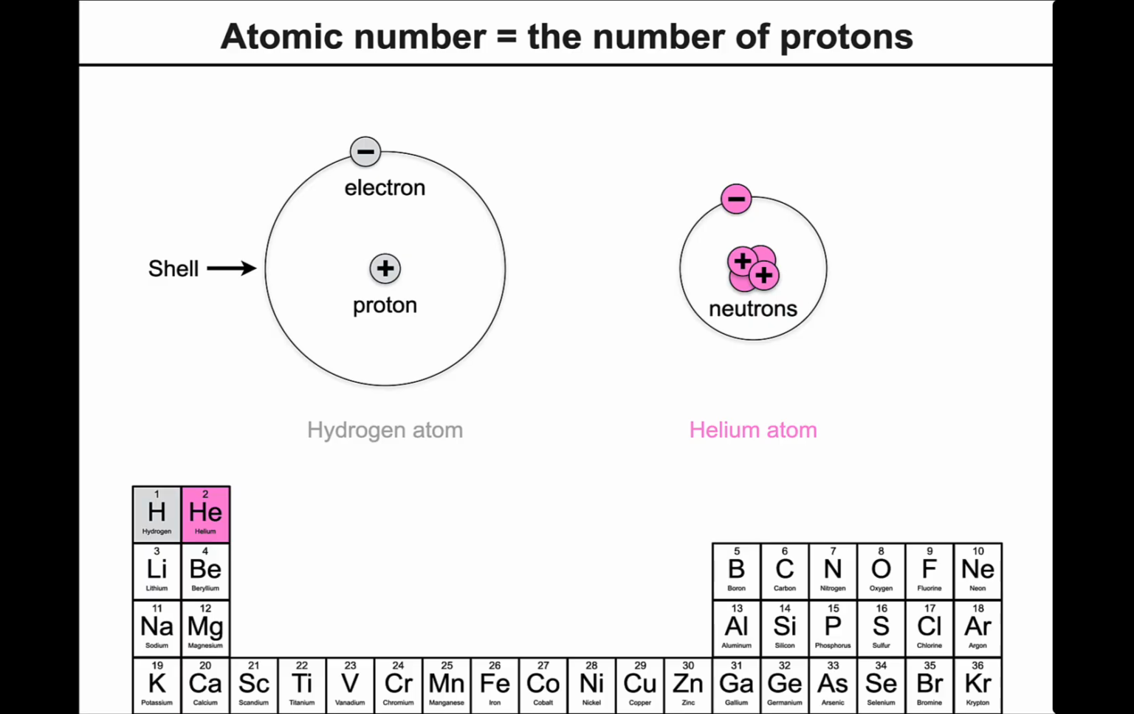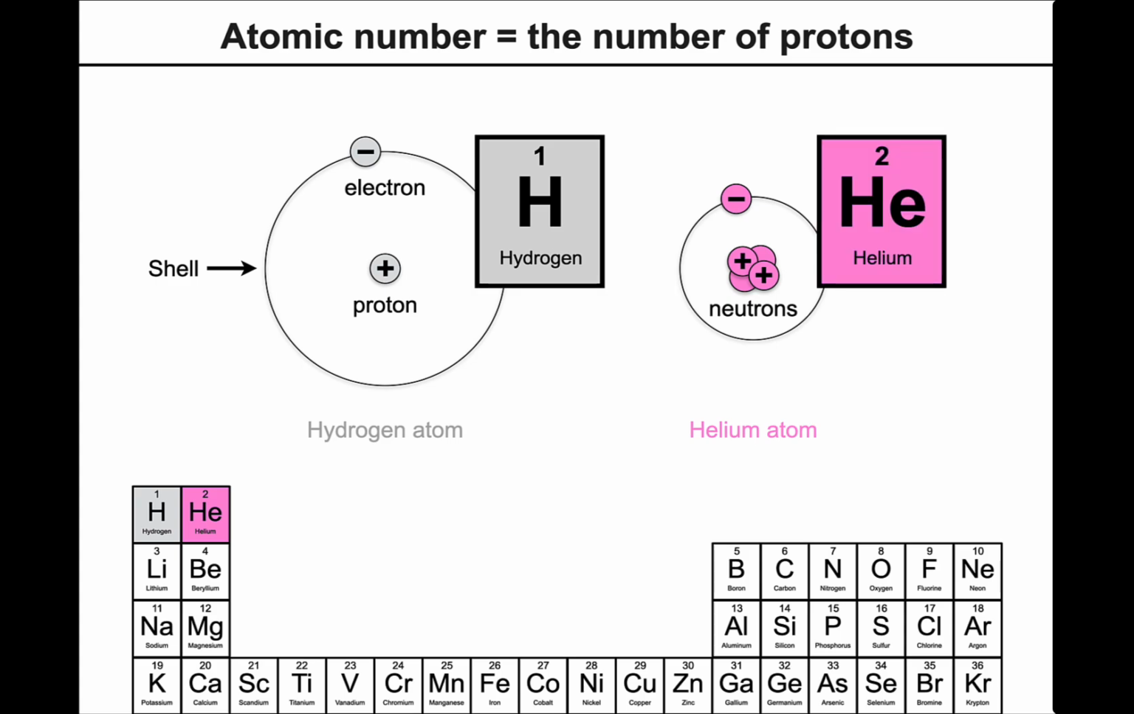So from this point forward, you're never going to forget that a hydrogen has one proton. That's what defines a hydrogen. And a helium has two protons. That's what defines a helium. We can have different numbers of electrons, different numbers of neutrons, but what matters is the number of protons.